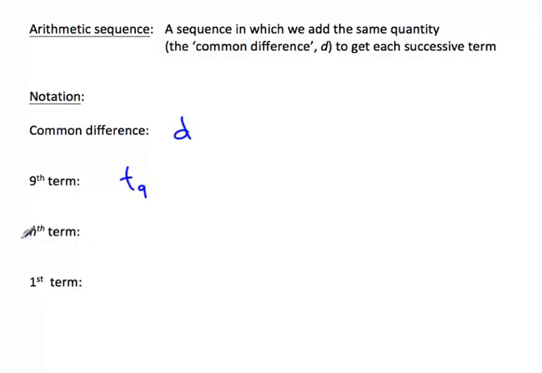The nth term then, where n is standing in for a number, would just be T sub n, and n can take on any value. The first term, of course, would be T sub 1. A little bit confusingly, sometimes you'll see the letter A used to represent the first term, and we'll use that later when we develop a formula for terms in an arithmetic sequence.